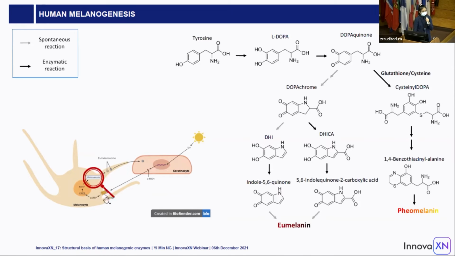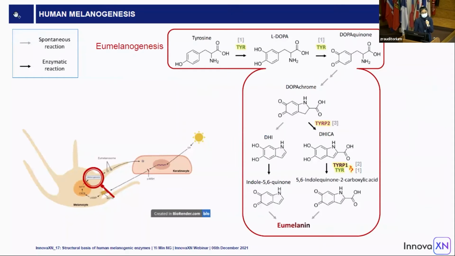If we take a deeper look into the process of melanogenesis, it involves two pathways which both start with tyrosine, and then we end up with either eumelanin or pheomelanin. For my project, I am more interested in eumelanin synthesis because this is where our enzymes are involved. As you can see, number one, tyrosinase, is needed to kickstart the melanogenesis pathway.